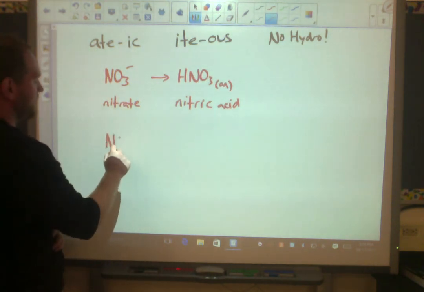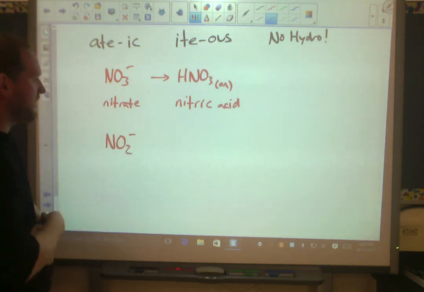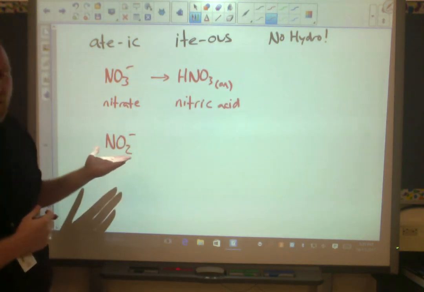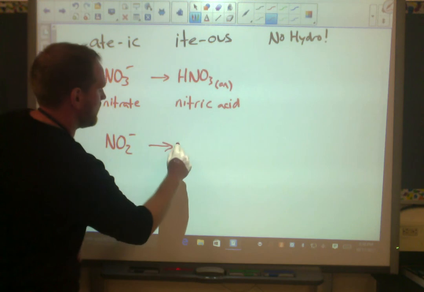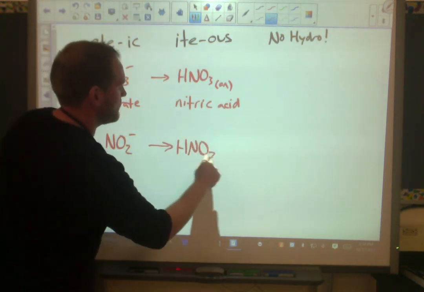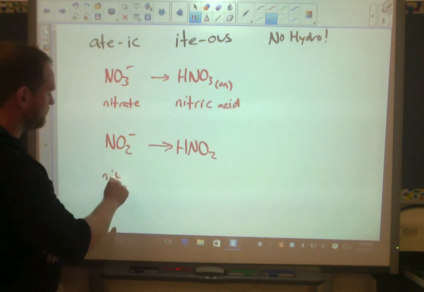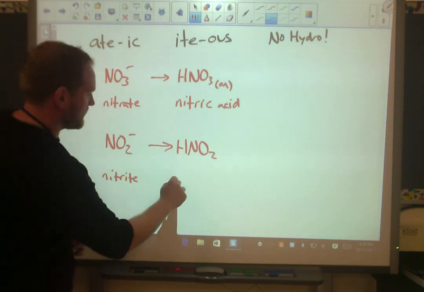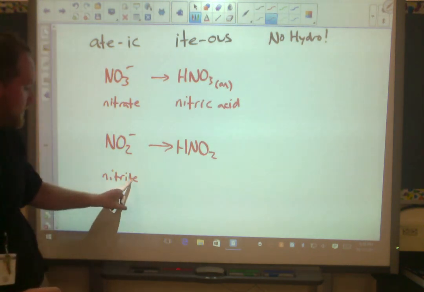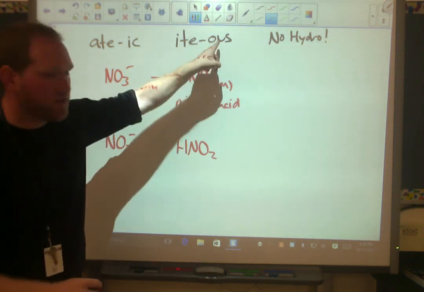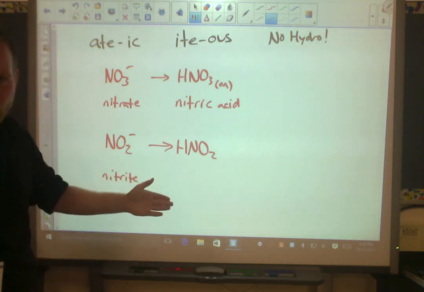Well, let's do the brother of nitrate. Let's do nitrite, which is NO2 with a minus charge. Well, when this bonds with hydrogen, you're going to get HNO2. Again, this is nitrite. And that's going to form, well, ite, us. Ite, us. So it's going to form nitrous acid.